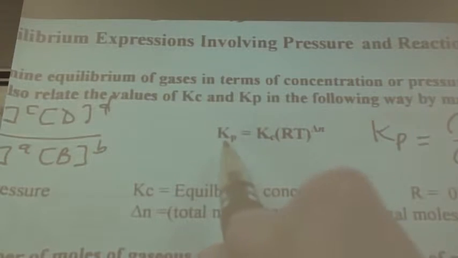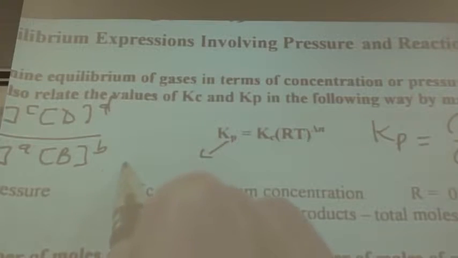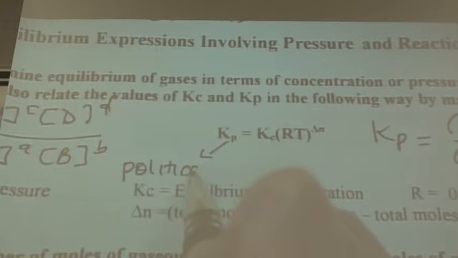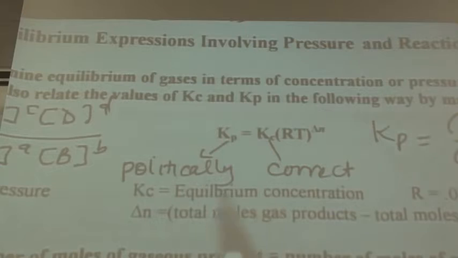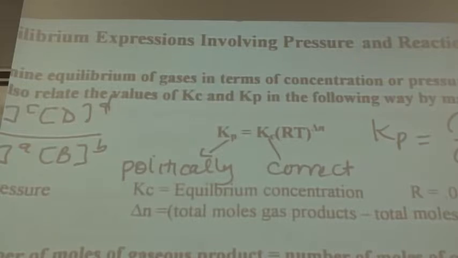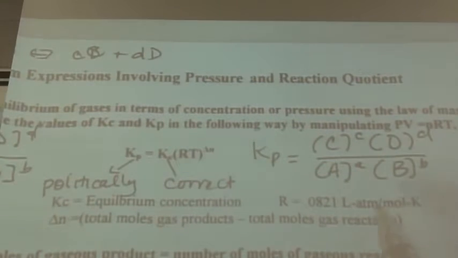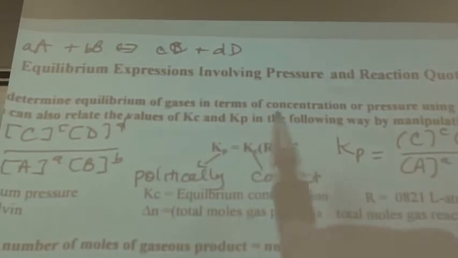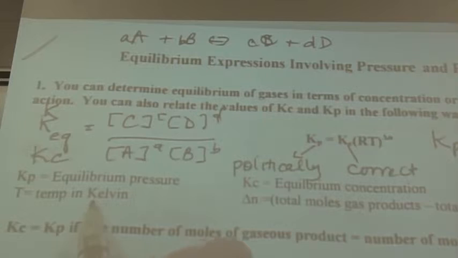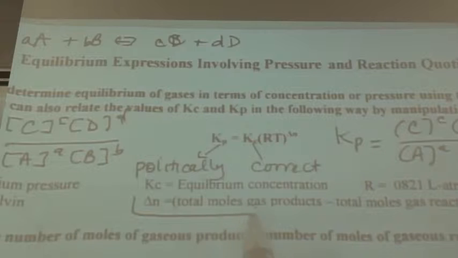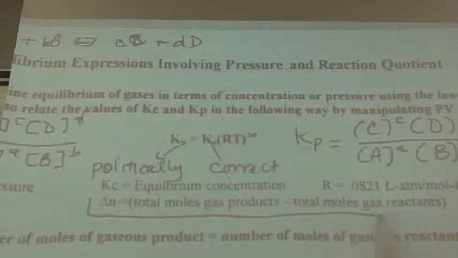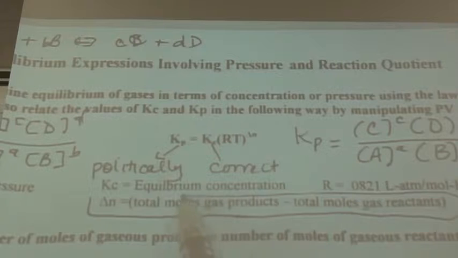The way I always remember this is when I talk to you, I try to be politically correct. And that tells me the form of this equation, PC: Kp is equal to Kc. R is the gas law constant, the one we are most familiar with, 0.0821 L·atm/mol·K. And T is temperature. Obviously, it must be in Kelvin if we're using R. And n is the difference in moles of gas products minus gas reactants.